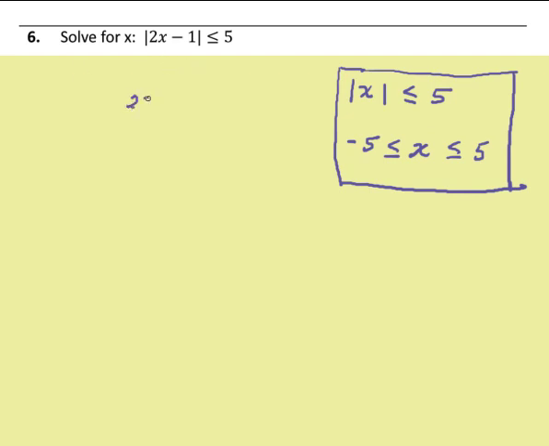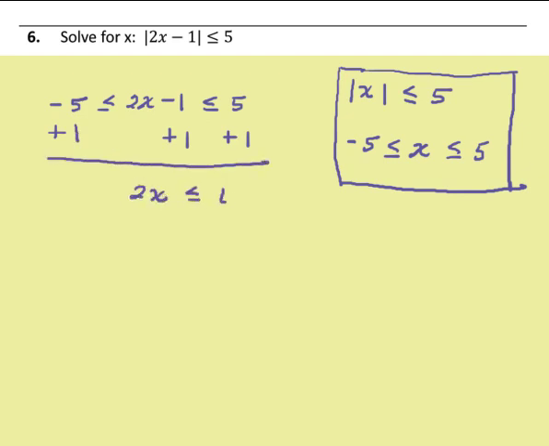So we put the 2x minus 1 in the middle, and we say 2x minus 1 must be between 5 and -5 in order for the absolute value to be less than or equal to 5. So we get a double inequality, and we solve it the way we usually solve double inequalities. We'll add 1 to all 3 sides. And divide by 2. And so we have x is between 3 and -2.